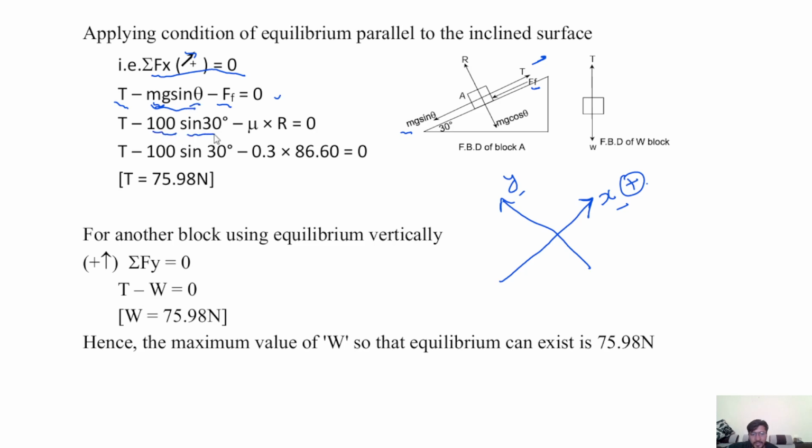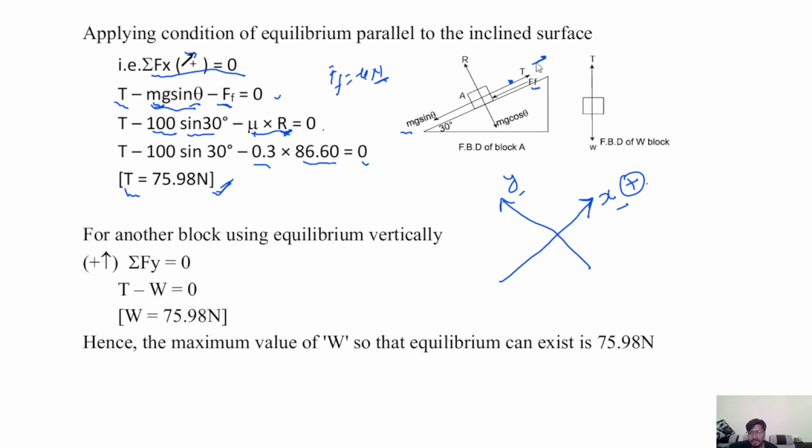T minus 100 sin 30 minus Ff, where Ff is equal to mu into N, the normal reaction, which is represented by R. So Ff is equal to mu R, and is equal to 0. So mu is equal to 0.3, which is given, and R is the normal reaction, equal to 86.60, which is already calculated above. From here we calculate the tension T produced in this string, which is equal to 75.98 Newton.